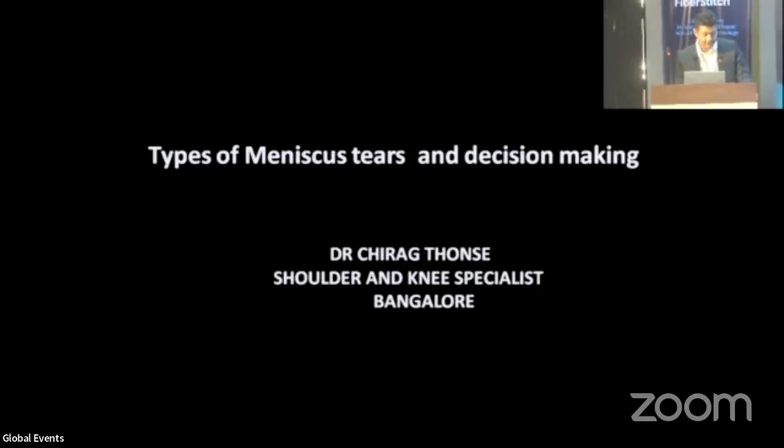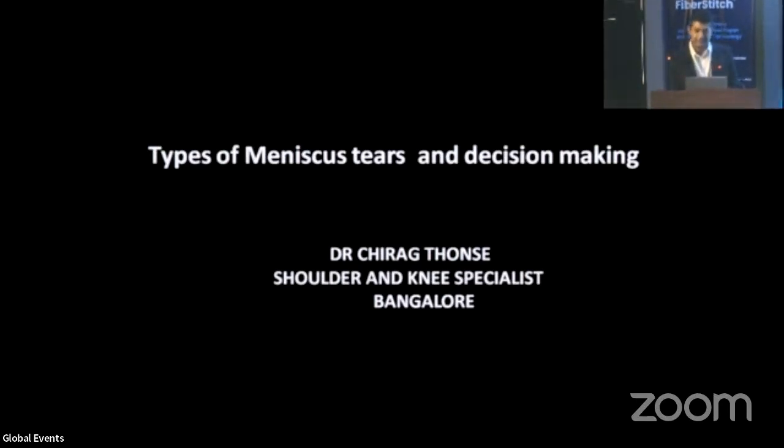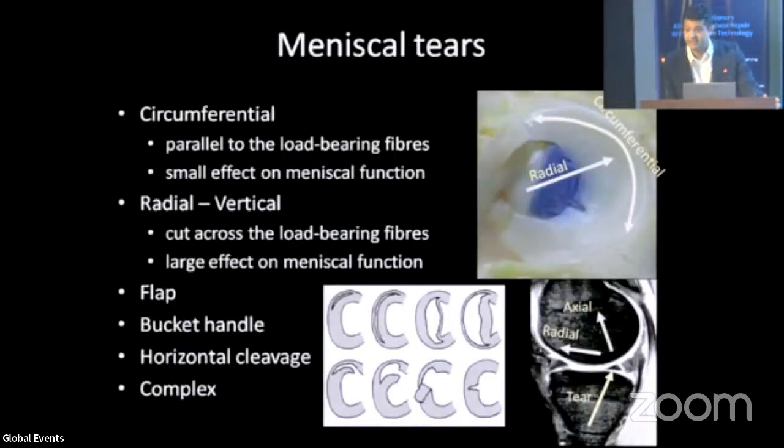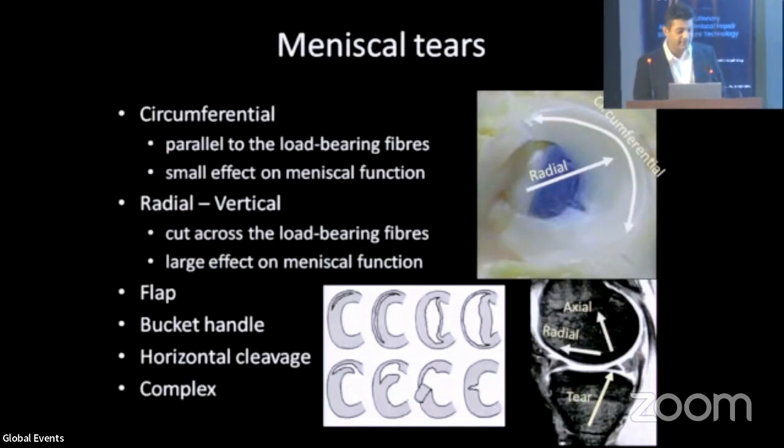Afternoon once again. After that elaborate lecture on how a meniscus is formed out of what fibers and the functionality of the meniscus, now let's move on to see how this meniscus structure can get disturbed. The meniscus can tear in different ways and in different fashion. It could be a different pattern of tears based on the orientation of the tears in relation to the orientation of the fibers which align the meniscus.